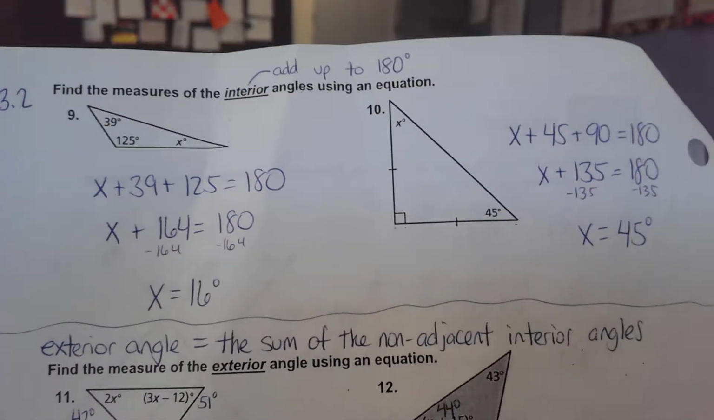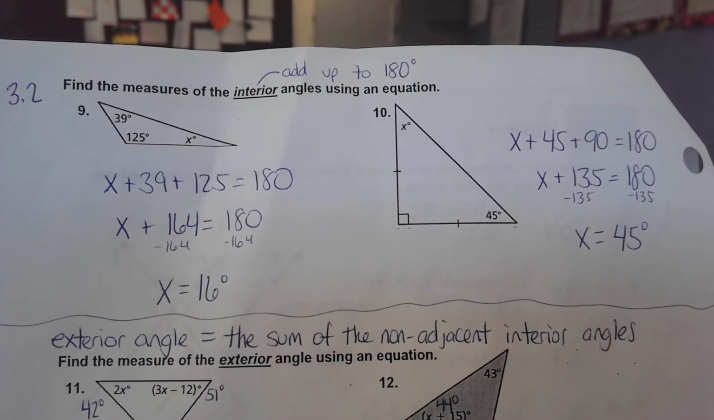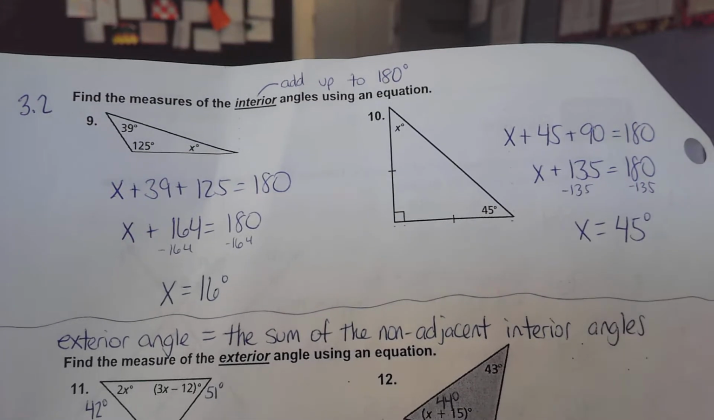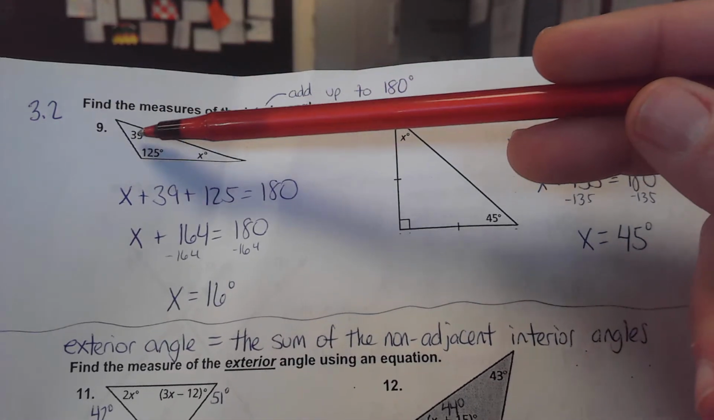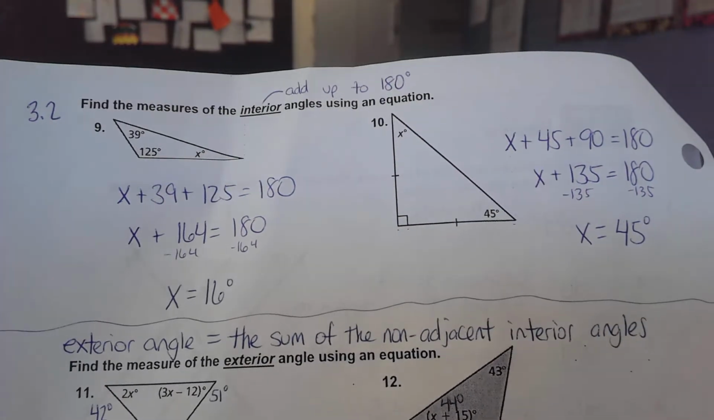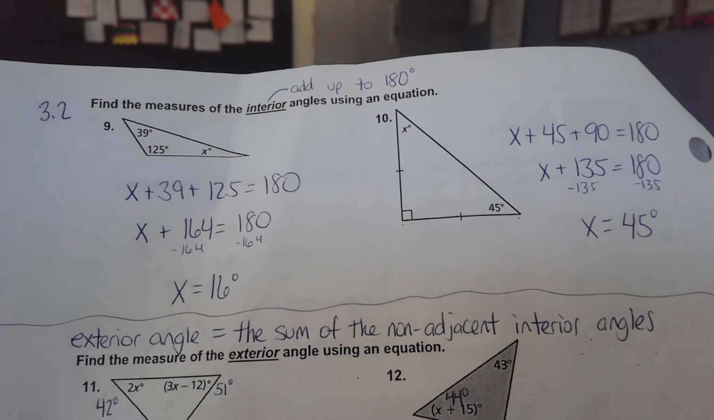This top part comes from section 3.2. Interior angles always add up to 180 degrees. So you can see my equation set up and solving. Once you get an answer, check it. 39 plus 125 plus 16. If it adds to 180, you're awesome, and you can move on. If it doesn't, fix it.